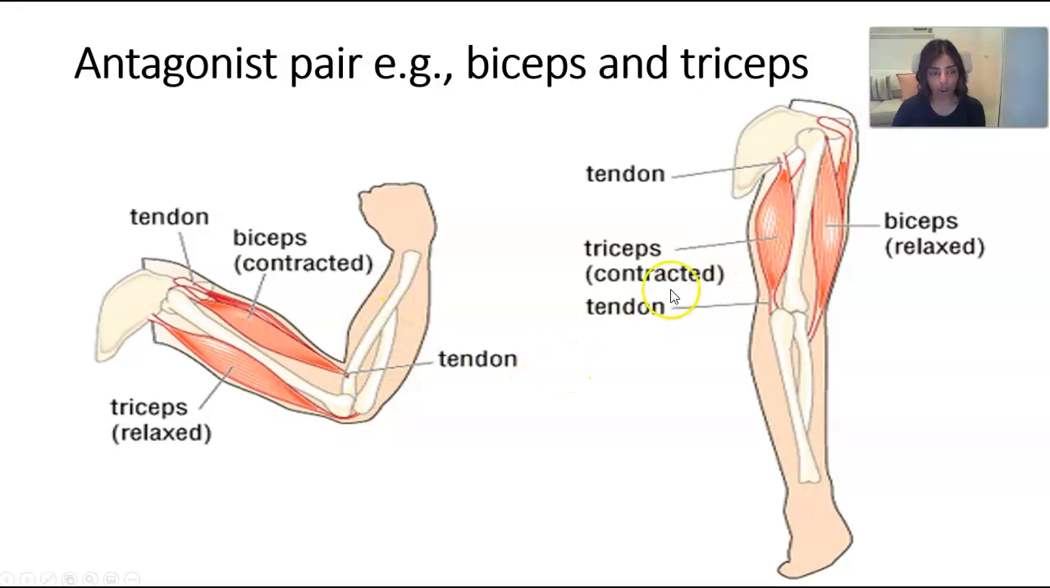If we look at the opposite position here, when the arm is extended, we can see that the triceps muscle is contracting and the biceps muscle is relaxing. So when you are asked to describe movement at a joint, please make sure that you talk about antagonistic pairs of muscles and you name those muscles.